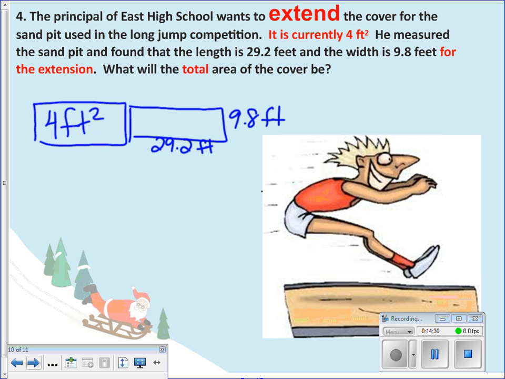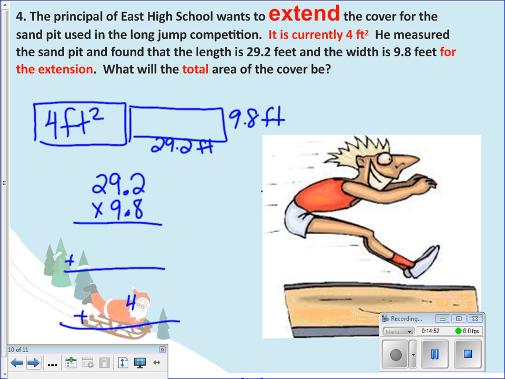So you would multiply 29 and 2 tenths, very good, and 9 and 8 tenths. Very good. And then we add 4 feet. I would take my product and then add 4 feet to that to get my total. So this would be 2 steps. You can handle adding 4. So go ahead and try it.